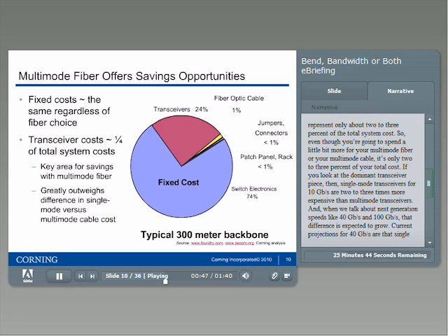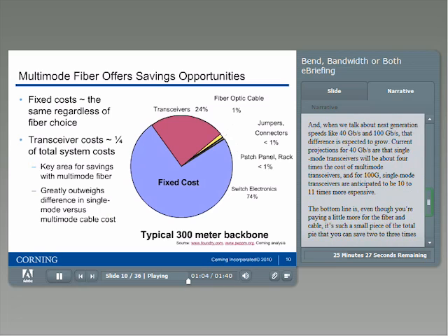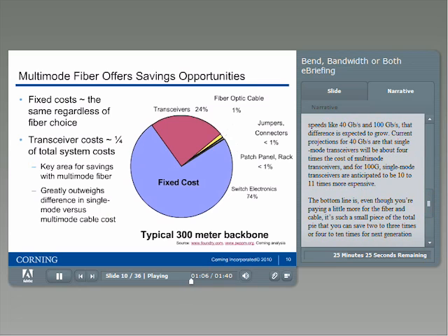If you look at the dominant transceiver piece, then single-mode transceivers for 10 gigabit per second are 2 to 3 times more expensive than multimode transceivers. And when we talk about next-generation speeds like 40 gigabit per second and 100 gigabit per second, that difference is expected to grow. Current projections for 40 gigabit per second are that single-mode transceivers will be about 4 times the cost of multimode transceivers. And for 100 gig, single-mode transceivers are anticipated to be 10 to 11 times more expensive.